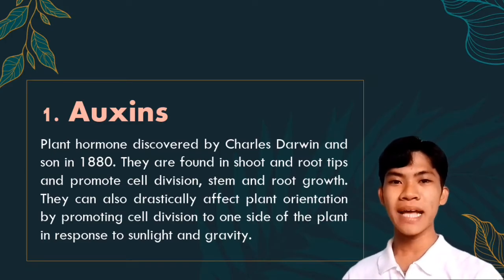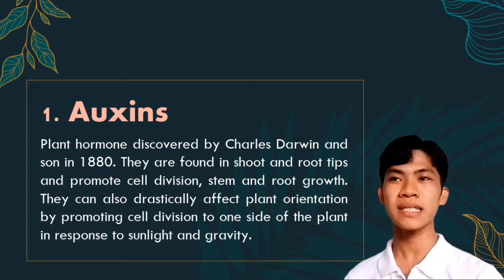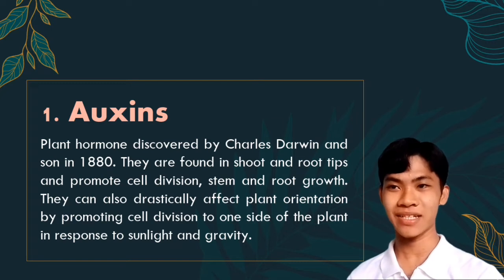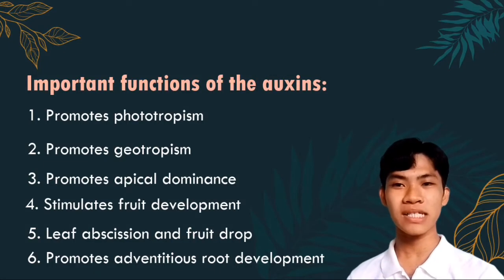The first major plant hormone is the auxin. Auxin is considered a growth hormone discovered by Charles Darwin and his son in 1880. They are found in shoot and root tips and promote cell division and stem and root growth. They can also drastically affect plant orientation by promoting cell division to one side of the plant in response to sunlight and gravity. The major function of auxins is to promote phototropism.